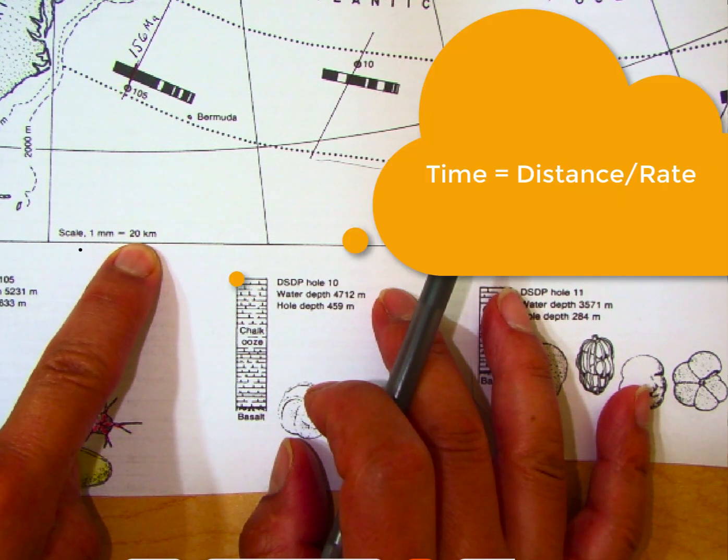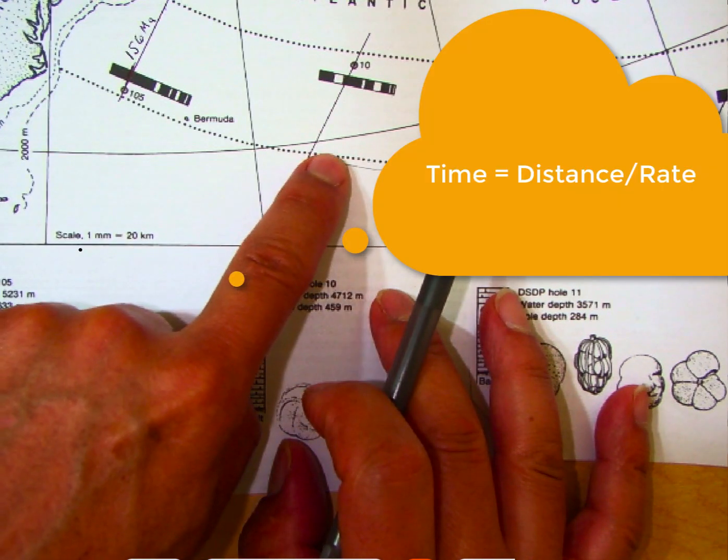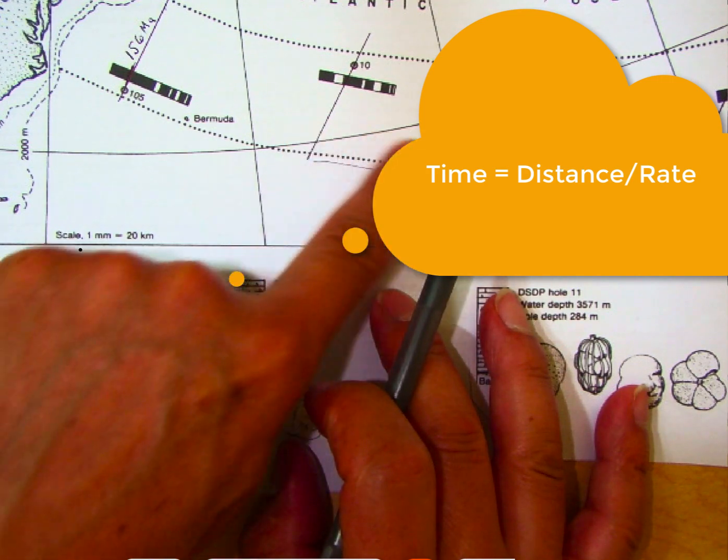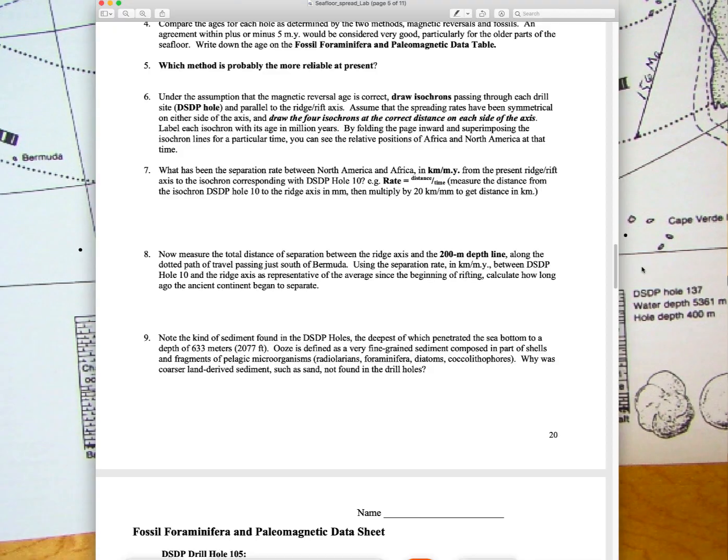That distance will be divided by the rate you get from hole 10 back to the ridge axis. That'll give you an age, and your age should be between 180 to 200, and a little over maybe 200 million years. So we'll see what you guys get there.